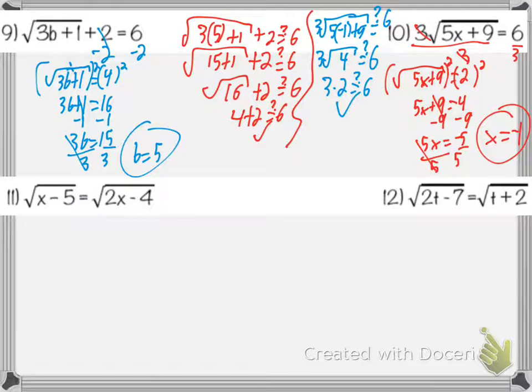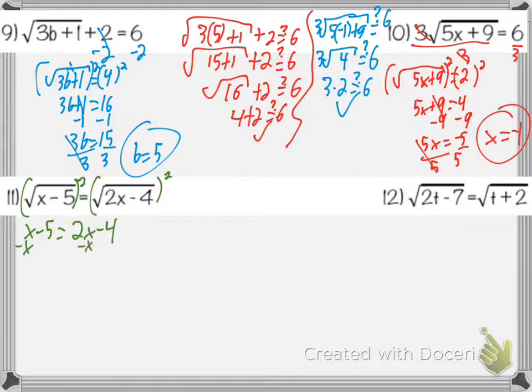All right. On 11, square root of x minus 5 is equal to the square root of 2x minus 4. Wait, this is something we have not seen before. Well, we have 2 radicals, but they're both isolated. So let's square both sides. On the left, x minus 5. On the right, 2x minus 4. Both times the square undoes the square root. Now we solve like normal.